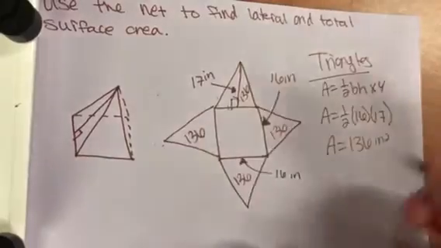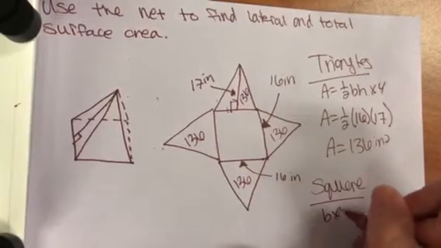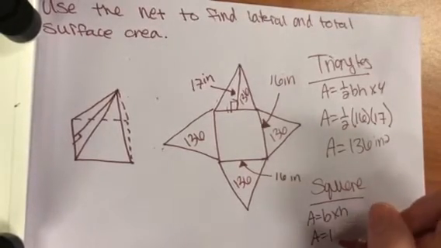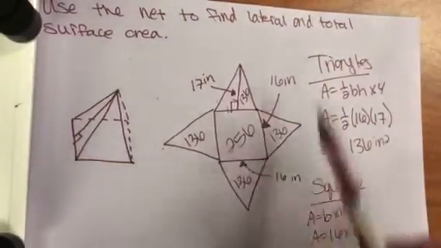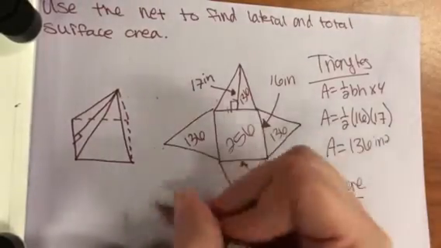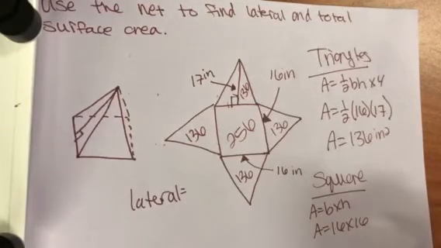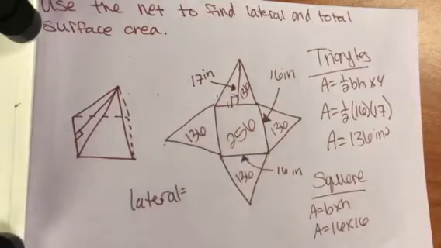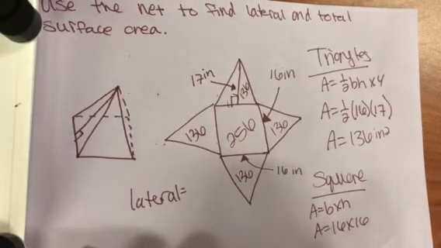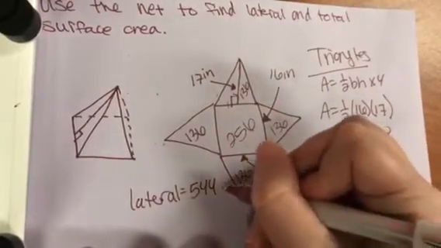Now, we've got to find the area of the square. So the square, how do we find the area of a square? Base times height, which is 16 times 16, which is 256, I think. Yep. So which ones are my lateral? The triangles all the way around, not your base. On a pyramid, there's only one base, and it's always going to be the bottom one, the solo one. Yes. So my base is my area here. So what is 136 times 4? I had it right here, and I don't have it anymore. 544. 544 inches squared.